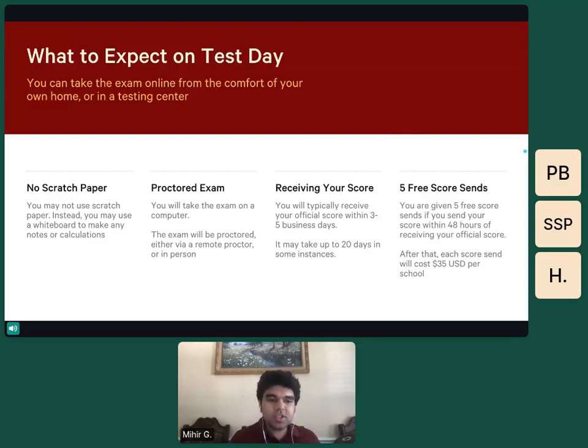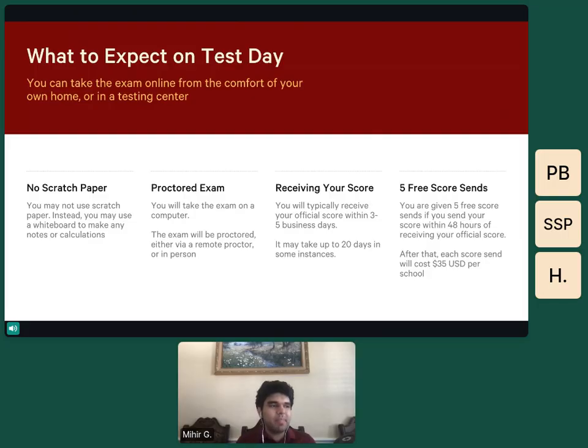Looking at test day, you actually have two different options for how you take the GMAT test. You can either take the exam online from the comfort of your own home or in a testing center. One important thing to note here is that they will both be on a computer. If you choose to take it at home, you will not be allowed to use scratch paper. Instead, you may use a whiteboard to make any notes or calculations. And at the end of each section, you must erase it. The exam will be proctored, and you'll take it on a computer. Either if you take it at home, you'll have a remote proctor, or if you take it in person, you'll have a proctor there as well.